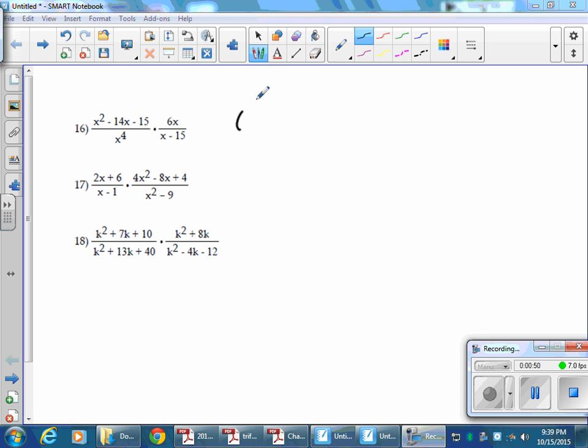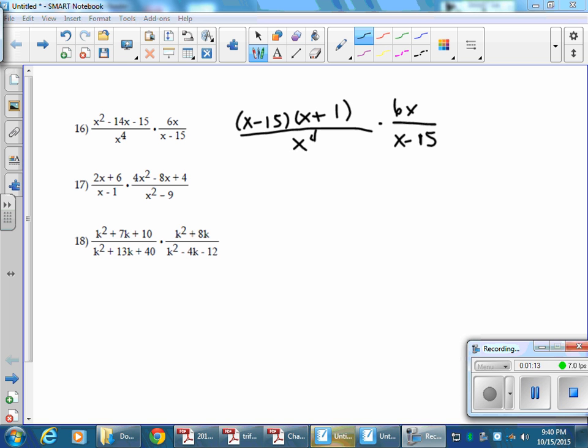So that top x squared minus 14x minus 15 factors to, I need two numbers that multiply to give me negative 15 and add up to negative 14, which would be negative 15 and positive 1. That's how this factors. And then on the bottom I've got x to the fourth, so I'll leave that, and then I've got 6x and x minus 15.